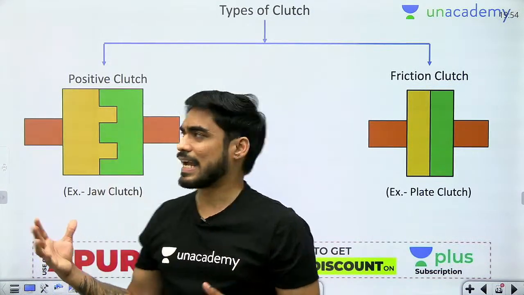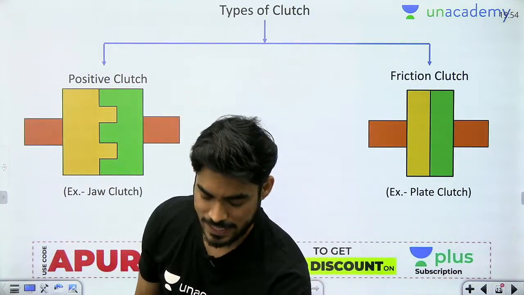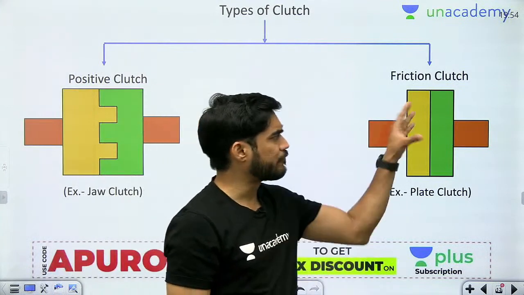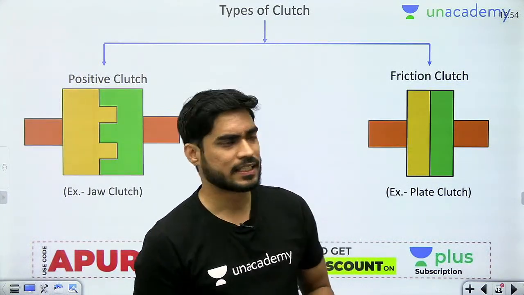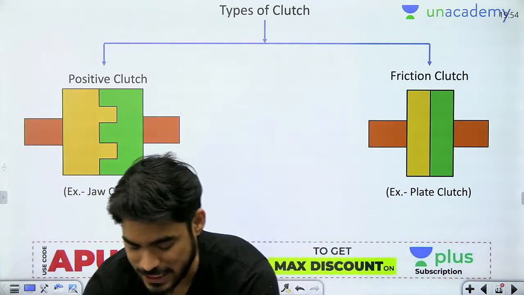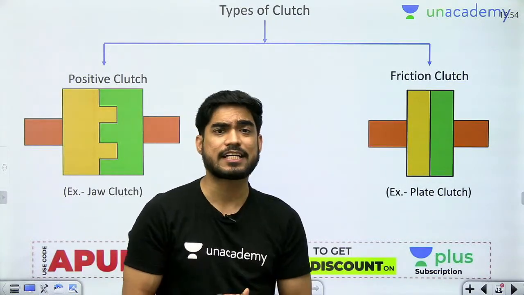So beta, in case of positive clutch, there is a positive engagement between the clutches, and in case of friction clutches, there is no positive engagement of the clutch. The clutch are connected by means of friction. The torque is transferred by means of friction. Now, friction clutch के case में क्या होता है?